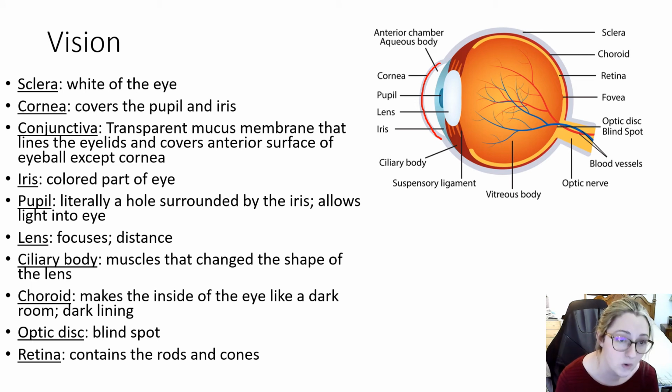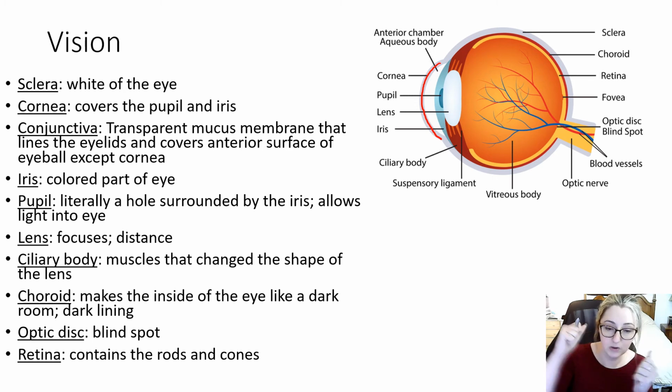What controls the lens is the ciliary bodies. The ciliary bodies are going to be muscles that change the shape of the lens, so kind of pulling it tight or letting it relax. And that is going to control whether or not you're focusing on something far away or close up.